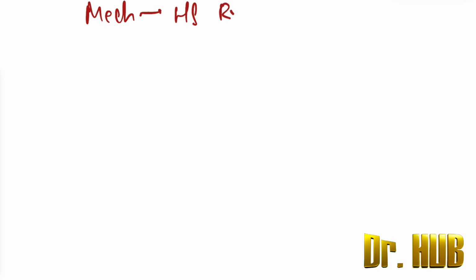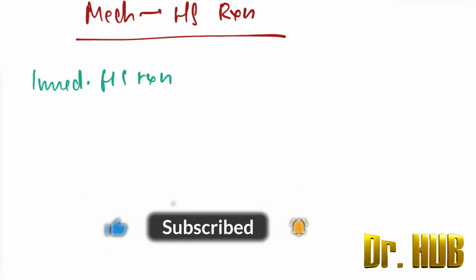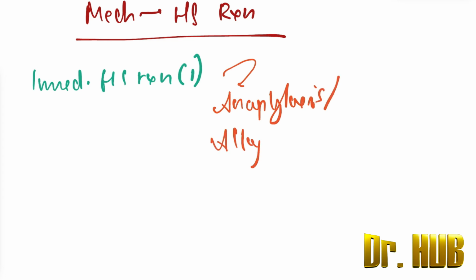Today we look at the mechanisms of the hypersensitivity reactions. To get started, first we are going to look at the immediate hypersensitivity reaction, that is type 1. What are the examples here? It includes anaphylaxis, allergies, bronchial asthma, and atopic dermatitis.